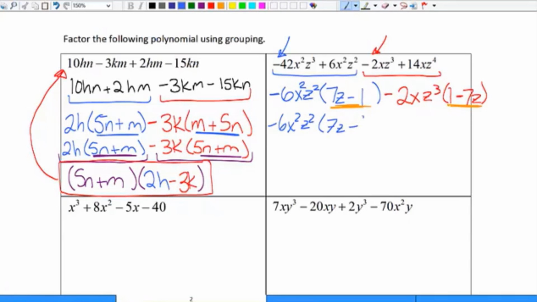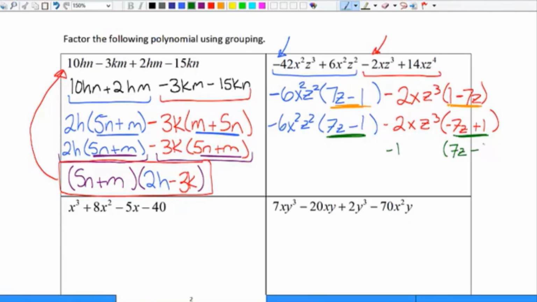I like to have the variable in front, so I'm going to keep the first one the same in the blue, but in the red, I'm going to rearrange to have the negative 7z in front and the positive 1 in back. Now, the two parentheses do not look the same. This one's positive 7z minus 1, and this is negative 7z plus 1. So what I can do is I can factor out a negative in the red group, which leaves me with negative 1, and when I factor that out, I'm getting a positive 7z.